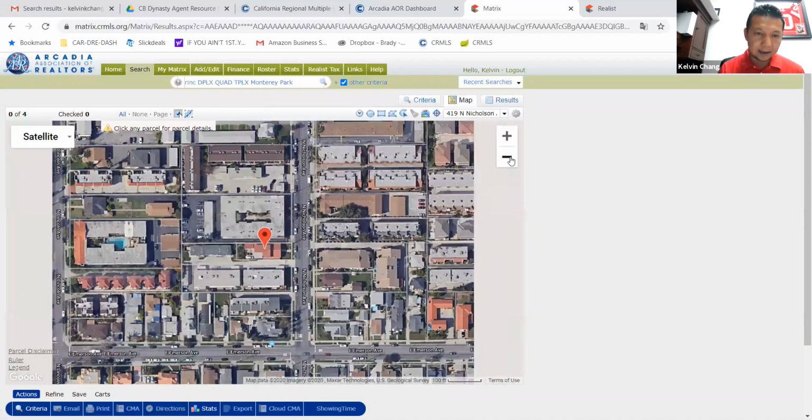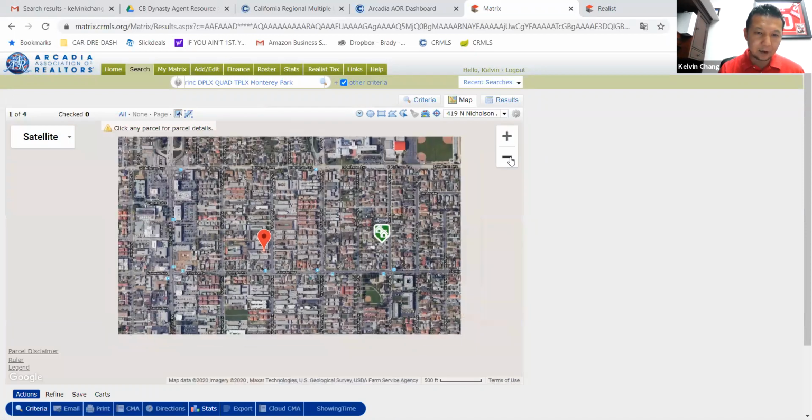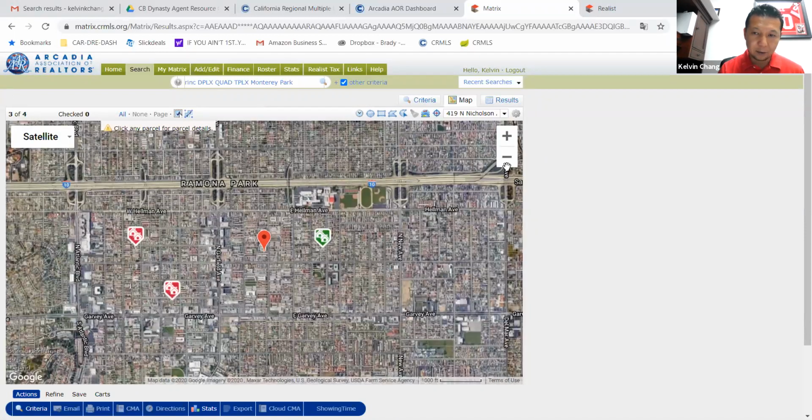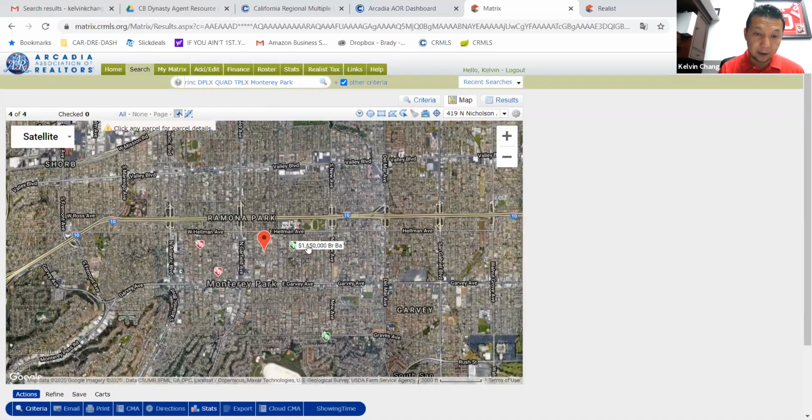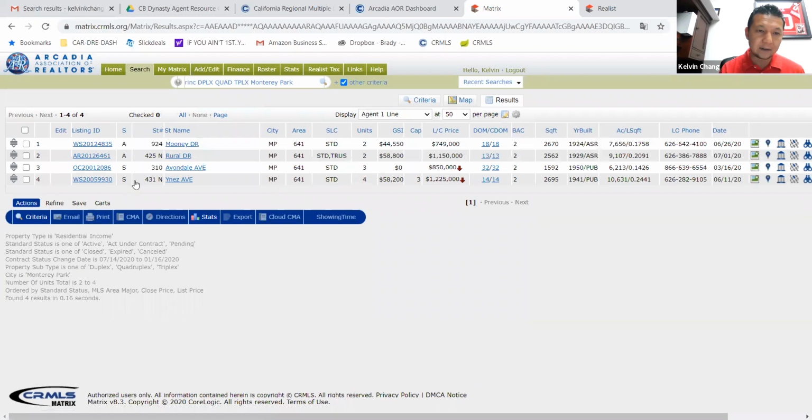As I zoom out, I can see and place emphasis towards specific properties. So when I zoom out a little bit, this property is 1.15 million. This property is 1.225 sold. This one's 850,000 sold. This one's 750 active. And when I take a snapshot on the actives and solds, which ones are most important for me as a listing agent pricing my home? Actives or solds?